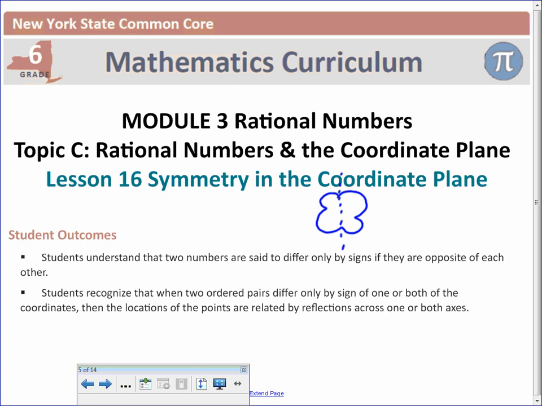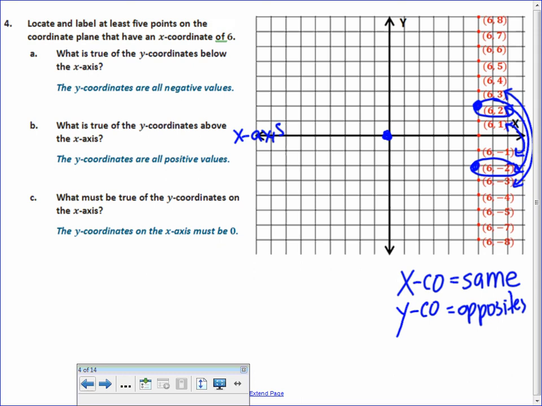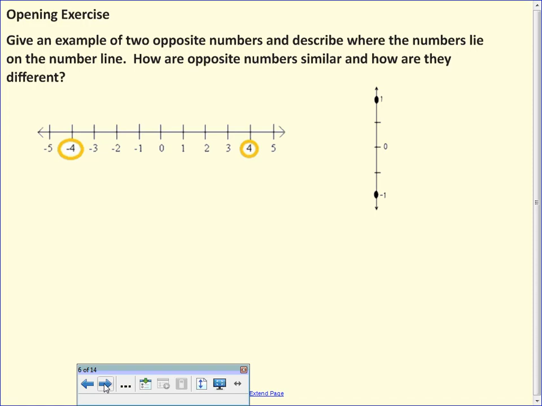Isn't that similar to what we saw on here? What was our line of symmetry between this point and this point? What was our line of symmetry? Everybody? The x-axis. Because what coordinates were opposite? The y coordinates were opposite. And that's what we're going to practice today. So we already talked about opposites on a number line. So if this was our x-axis, positive 4 and negative 4 are the same distance from 0. Positive 1 and negative 1 are the same distance from 0.